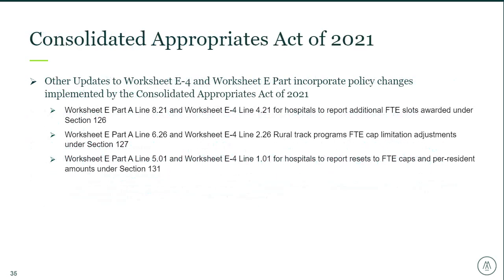And the Consolidated Appropriations Act of 2021 added the opportunity for additional FTE slots and some workarounds to the per resident amounts and cap limitations. Additional lines have been added to E4 and worksheet E to include those changes. So now the additional slots awarded are included on a separate line, as are cap limitation adjustments for rural track programs and any resets to FTE caps and per resident amounts.